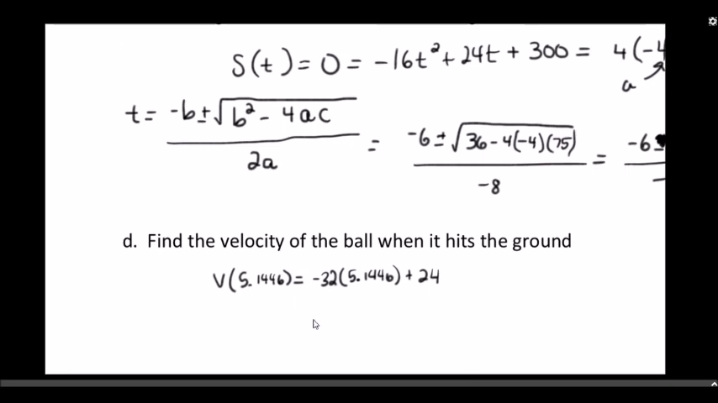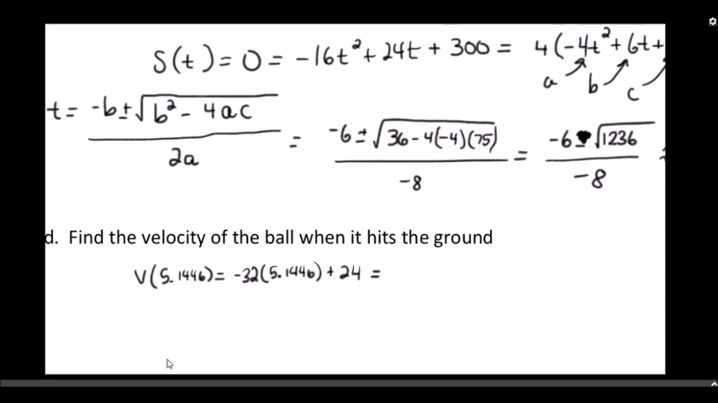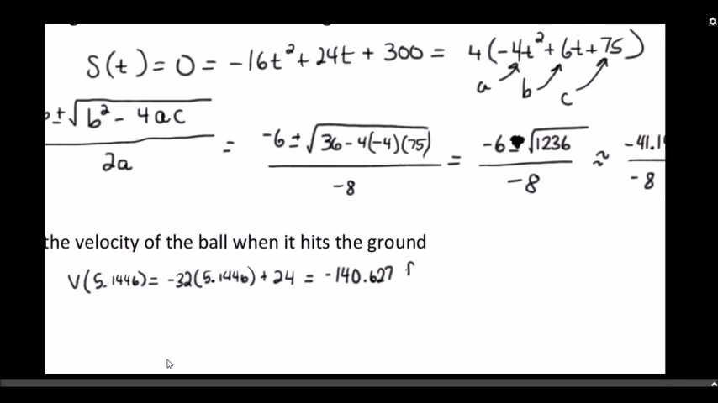So taking this expression, 5.1446, and multiplying it by negative 32, and then adding 24. So at the moment of impact, the ball is traveling negative 140.627 feet per second.